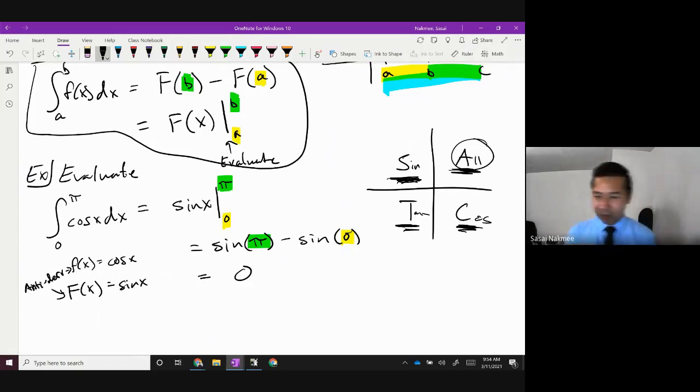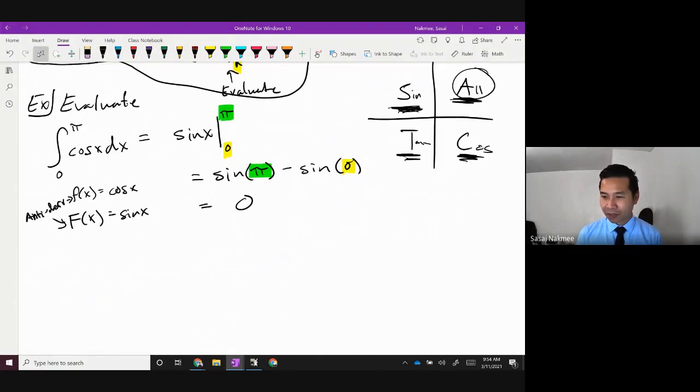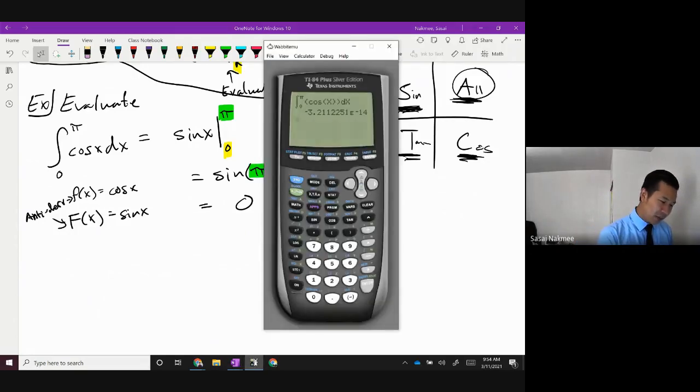But either way, we'll set this aside. You're going to have to at some point learn these trig values for this unit circle. Okay. Oh, by the way, this calculator didn't come through for me, did it?